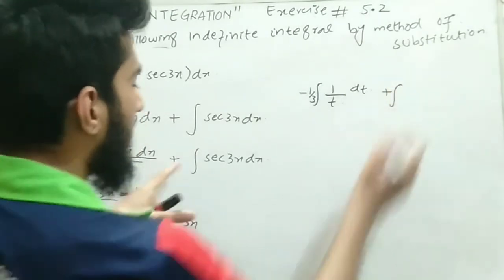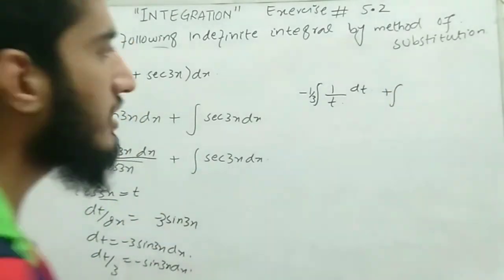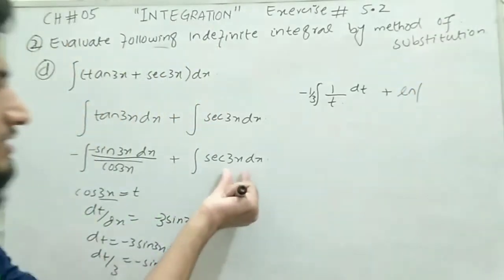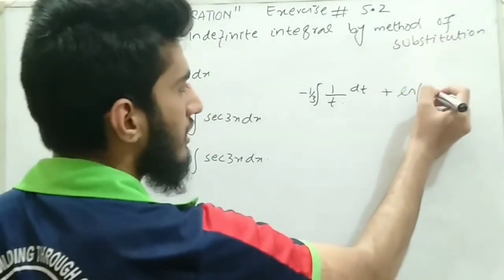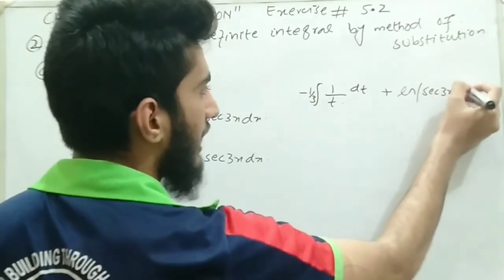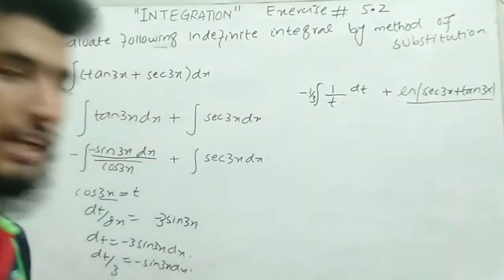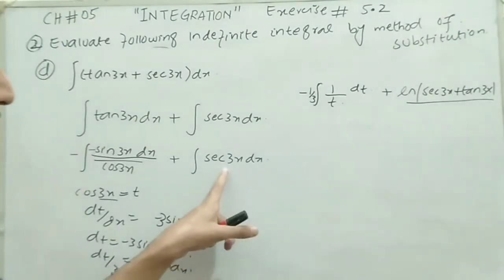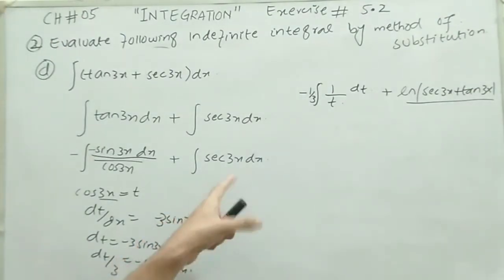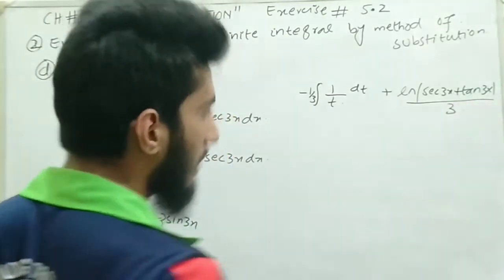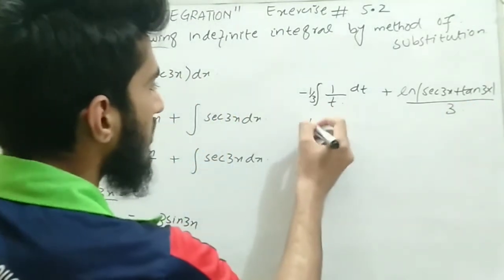You know that the integral of secant x is ln of secant x plus tangent x. But here it is 3x, so it becomes secant 3x plus tangent 3x. You also know that in integration we also take the derivative of the inner function in the denominator. So the derivative of 3x is 3, so we take it in the denominator. So it becomes 1 over 3. After this it becomes minus 1 over 3.